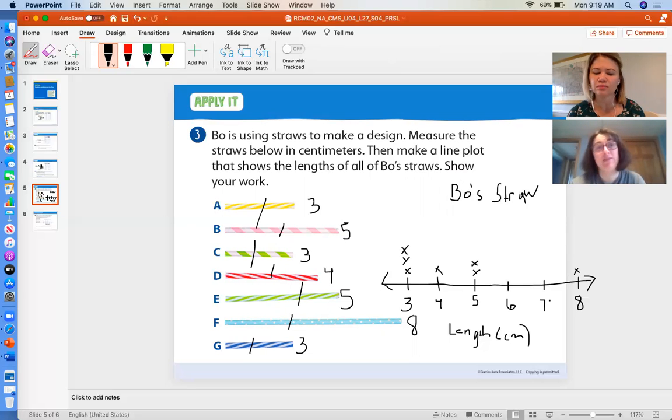Yep. Is that all we have to do? Sometimes that's how it's going to be. Yep, that's all we have to do. Okay, good job.